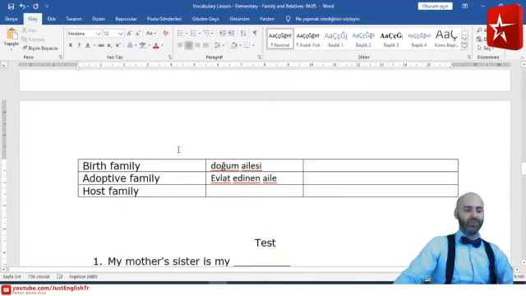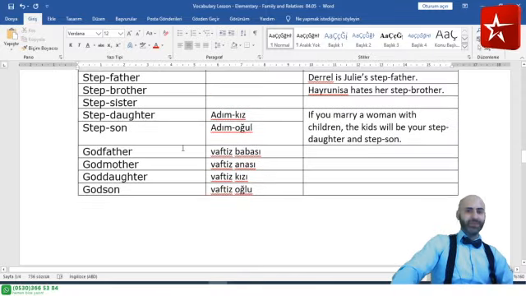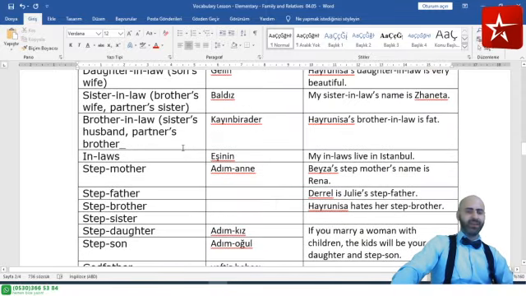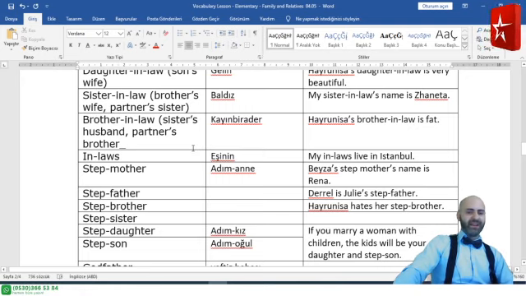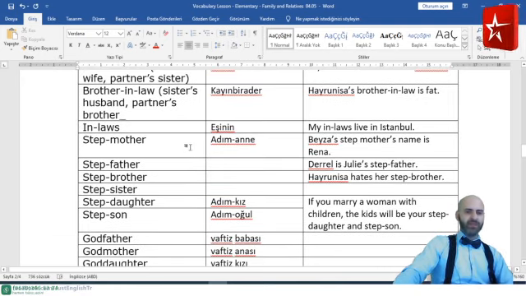And I'm back with you. So we stopped on stepson. Now let's talk about something different. I'm not sure if you have the same thing in Turkey because it is related a little bit to religion. But the next words that I will explain to you are related to baptizing. And we have Godfather.